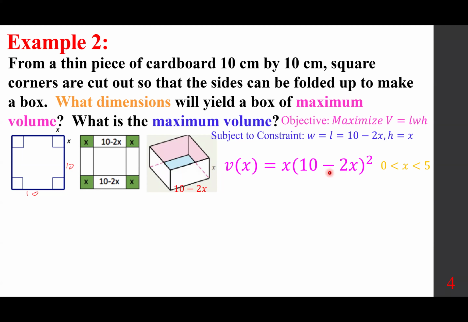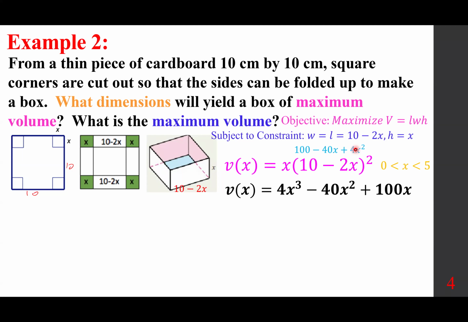Now, to work on this, we're going to raise this to the power of 2. 10 squared is 100. 2 times this times that is minus 40x, and square this one, we get 4x squared. And when we multiply by x, we get 100x minus 40x squared plus 4x cubed. I'm going to put the 4x cubed first, in descending order, to get ready for the next step, which is differentiation. So everything we've done so far has been algebra.